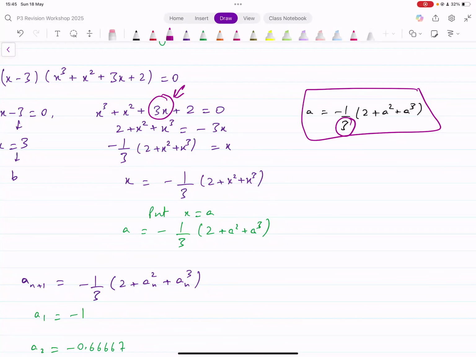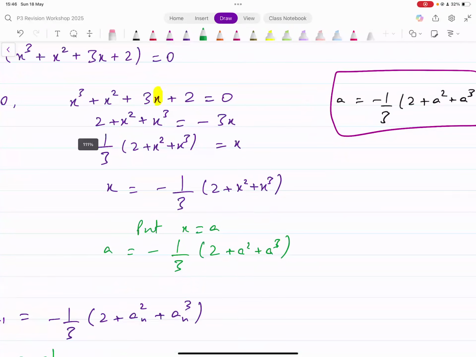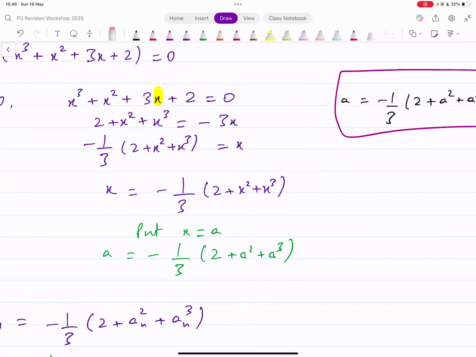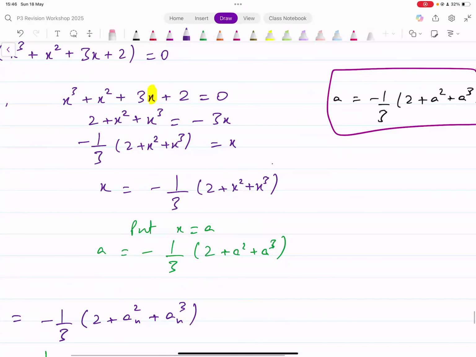Or maybe not. Let me look at this, a square, a cube. This will be the x that you would want to make the subject, because you have 1 over 3 here, and the x square, a square and a cube are both on the other side. So you try to make this x the subject, as in keep this on one side, everything else on the other side. And that's what you end up getting.